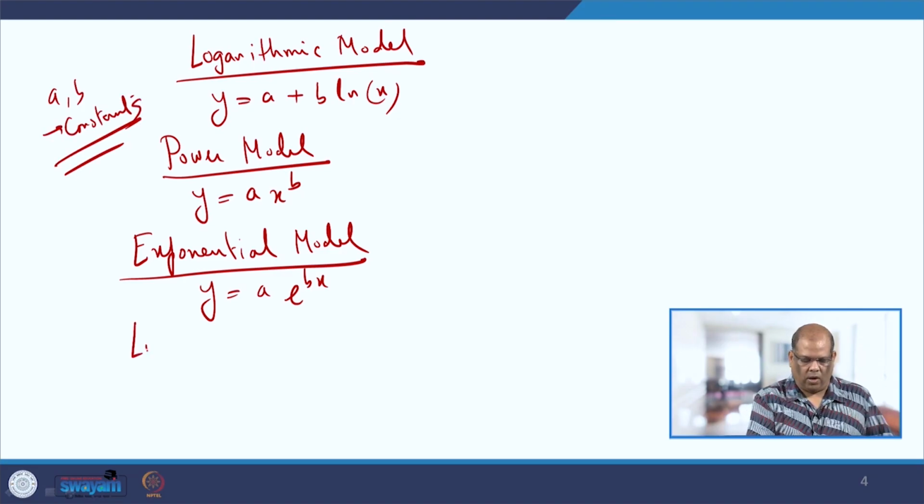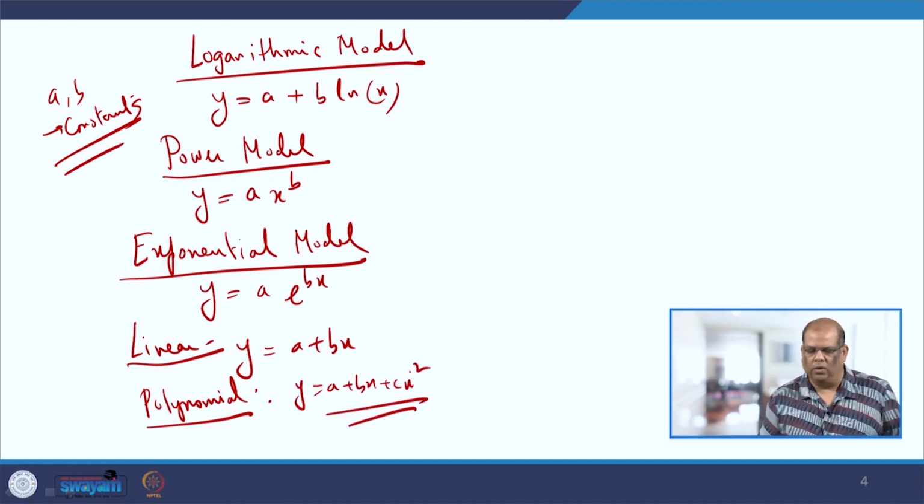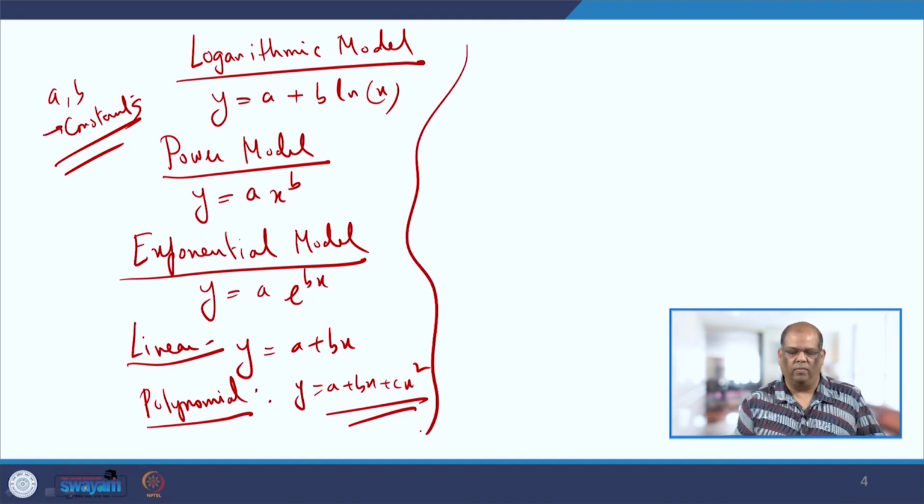Also there is a linear model, which is y equals a plus bx. There can be a polynomial model, which can be y equals a plus bx plus cx square, a specific one, this is a parabolic one. So, the question is which of them to use. Though I said you build up the model with the help of the data and find the trend, that trend follows certain equations, and those equations you have to choose.